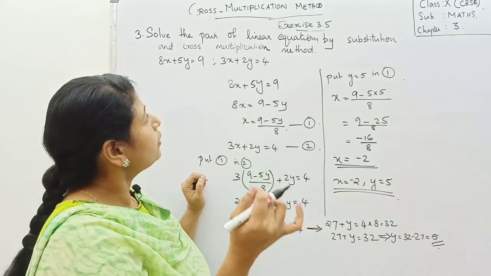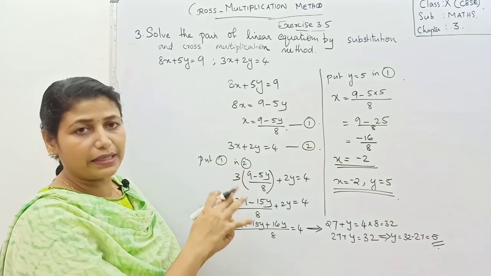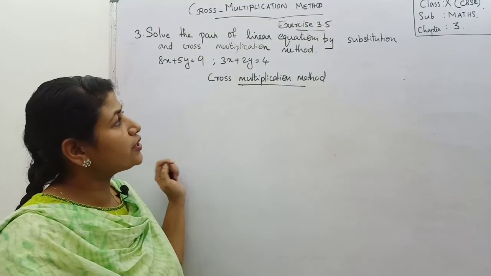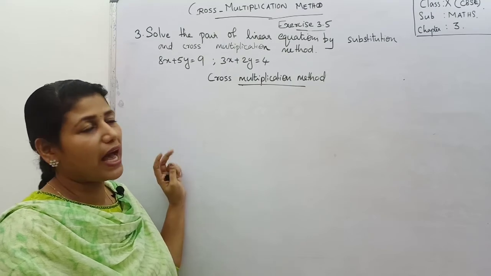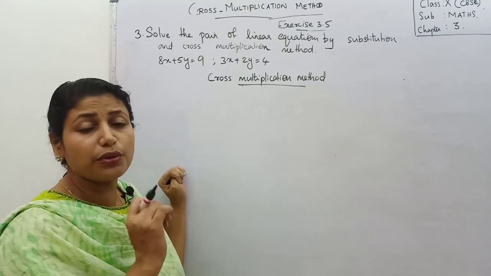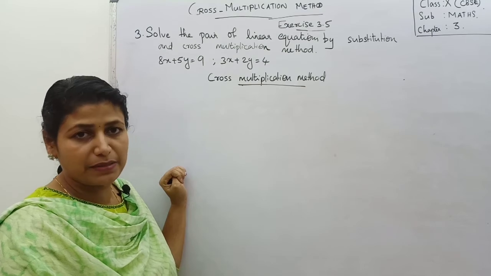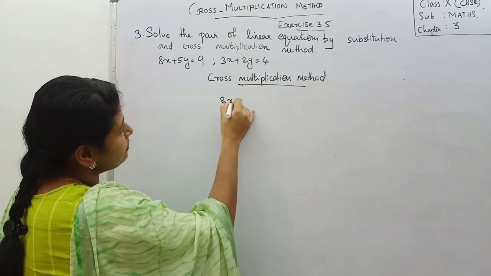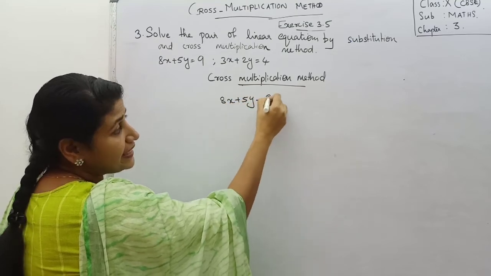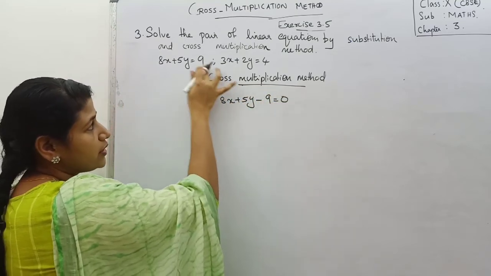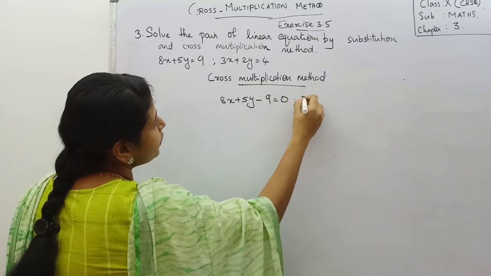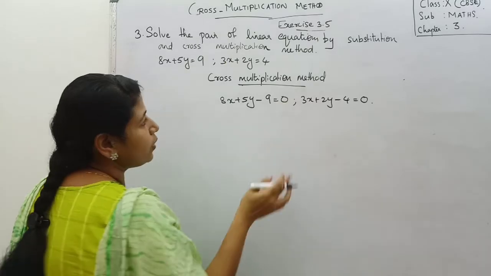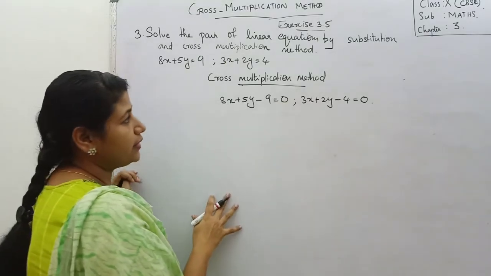Now we are going to find out the same solutions using cross multiplication method. To solve these linear equations using cross multiplication method, we have to change the pair of linear equations to standard form. That means ax plus by plus c equal to 0. So we are changing the two equations as 8x plus 5y minus 9 equal to 0. We have to change this constant to this side, okay? And also 3x plus 2y minus 4 equal to 0. These two are our linear equations.